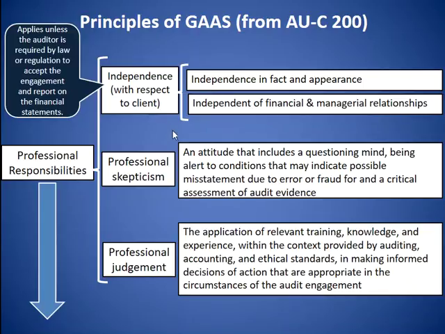Now there is an exception to that under the AUC 200, and what this says is the independence requirement always applies unless the auditor is required by law or regulation to accept the engagement, even if they're not independent, and report on the financial statements. So if there's a law or a regulation that requires this, even though the auditor is not independent, the auditor can comply with the AUC-200 standard.